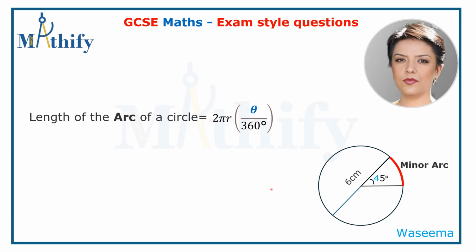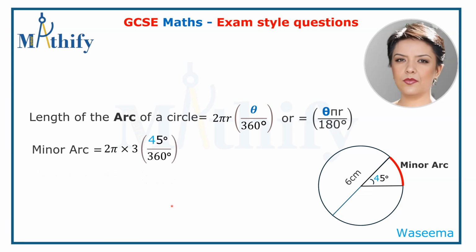Our diameter is 6 centimeters. We need to divide this by 2 to get our radius, which is 3. We'll just plug in these values into the formula, or you could do our angle multiplied by pi multiplied by r divided by 180 degrees. So our minor arc is equal to 2 pi multiplied by 3 multiplied by 45 over 360 degrees. So 6 pi multiplied by 1 over 8, which is the simplified version of this fraction, and that should give us our minor arc of 2.36 centimeters.